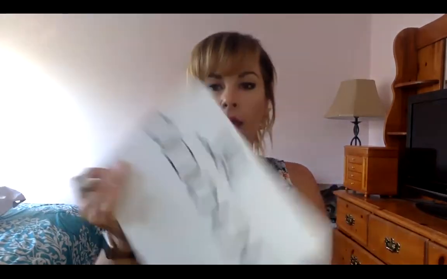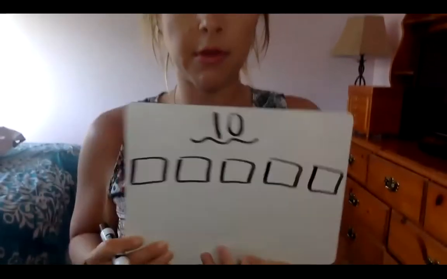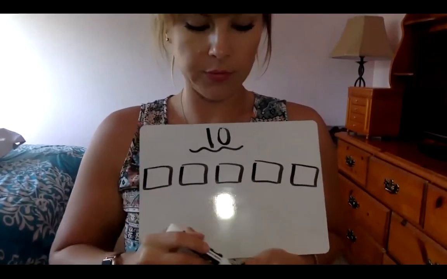So there are 10 markers, okay, and then they said 5 groups. So let's make 5 groups: 1, 2, 3, 4, and 5, okay? So I've got my number 10, and I'm gonna divide 10 markers into 5 groups, okay?